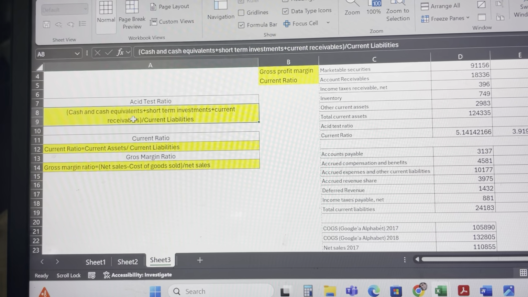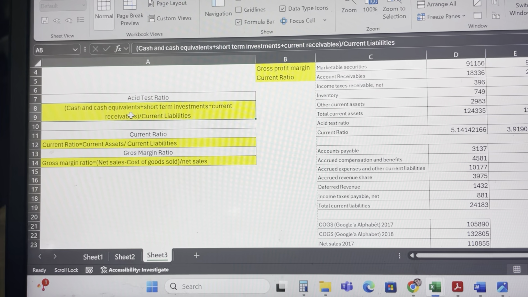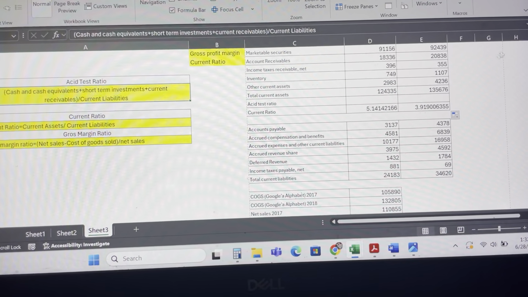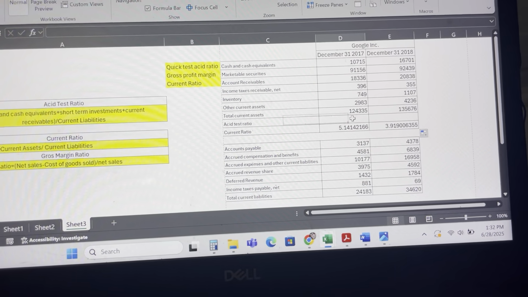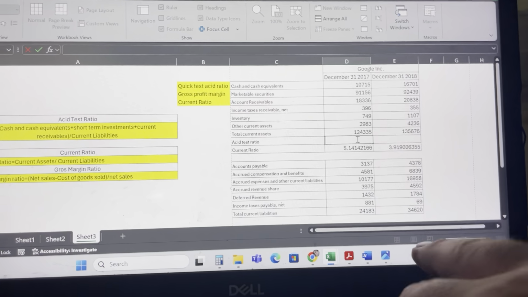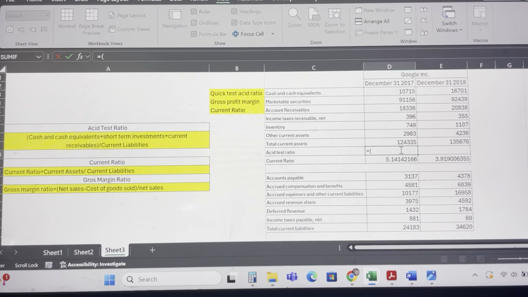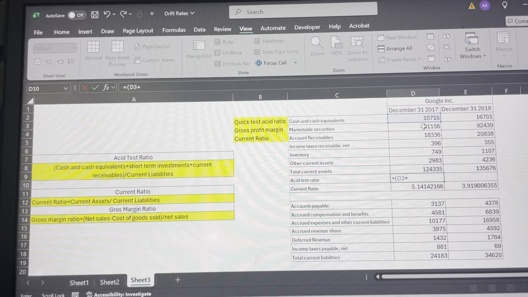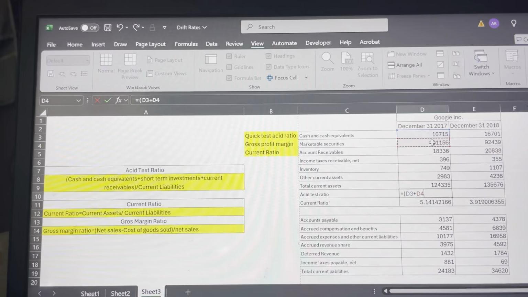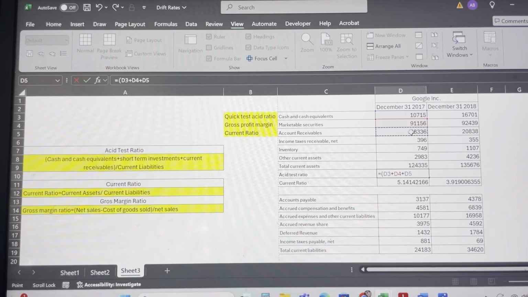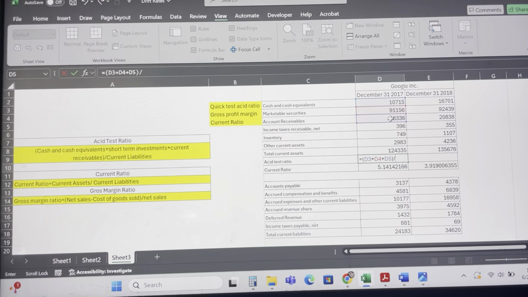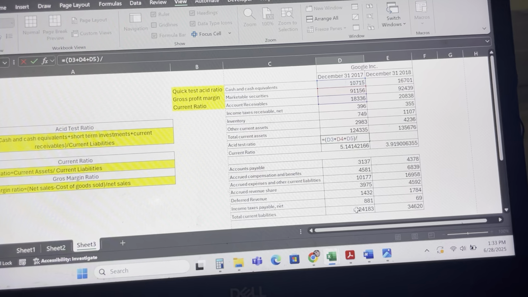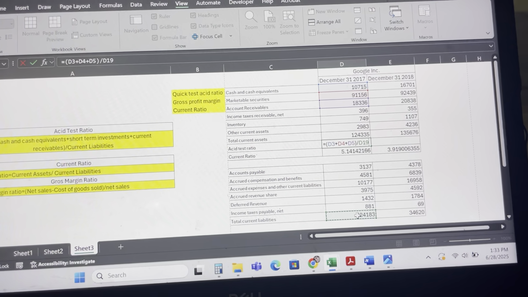Okay. Now we have to do the acid test ratio, and you can see it over there. It is cash and cash equivalents plus short investments plus current receivables. This means I'm going to have to be a bit careful here. If I do parentheses and add this and marketable securities and account receivables and divide them by current liabilities, I will have the acid test ratio.